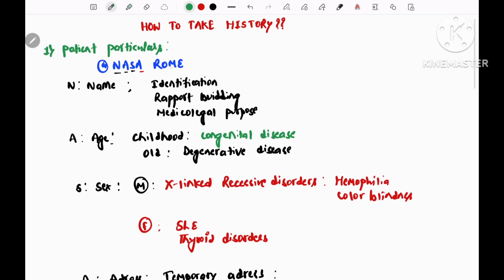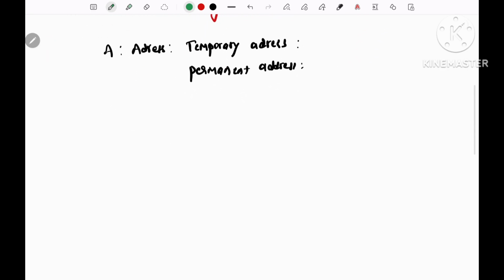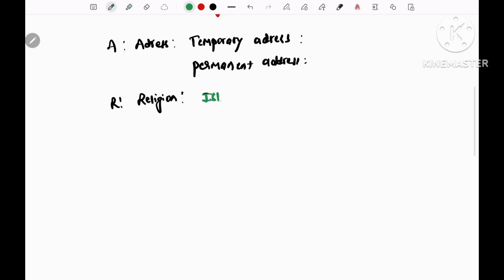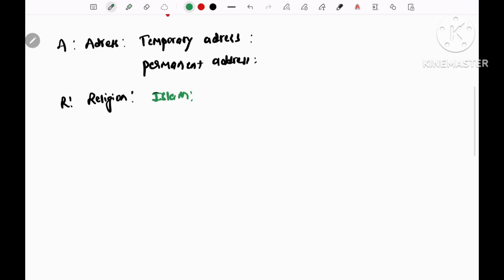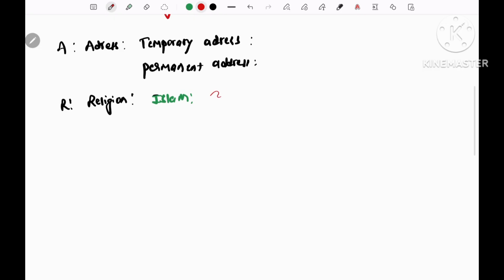Now, the fifth one is R. R means religion. Why do we take religion? Like in Islam, there is a culture of doing circumcision. By doing circumcision, lots of penile diseases can be prevented.